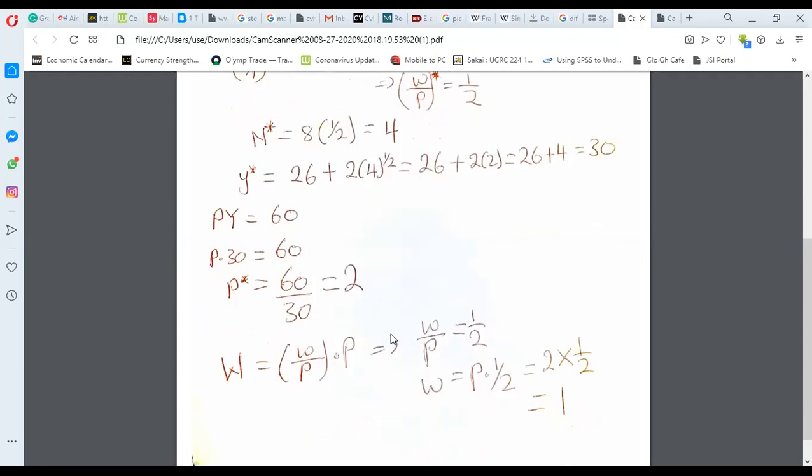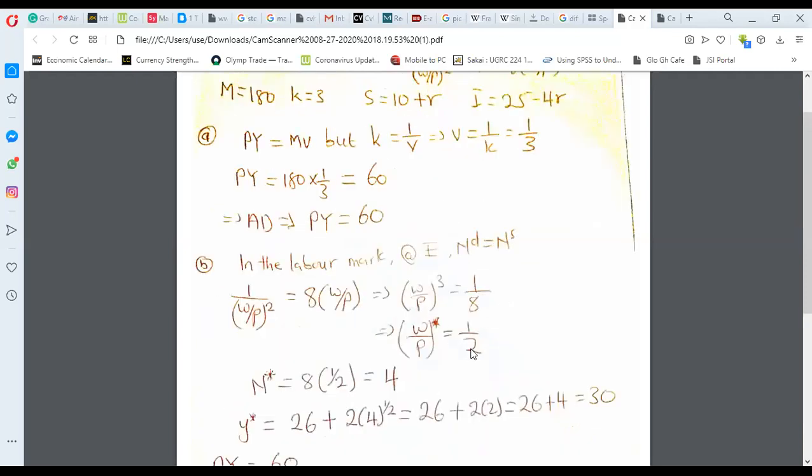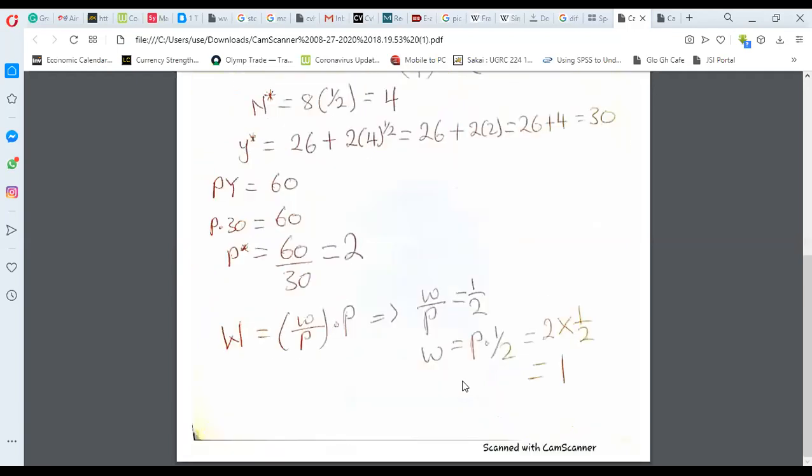Okay. The next one, we're to find what? Nominal wage, right? We know that W over P is half. We had half from here. And your nominal wage is your W. So making W the subject, we have W, which is the nominal wage, which is price times what? The real wage. Nominal wage is real wage times price, okay?